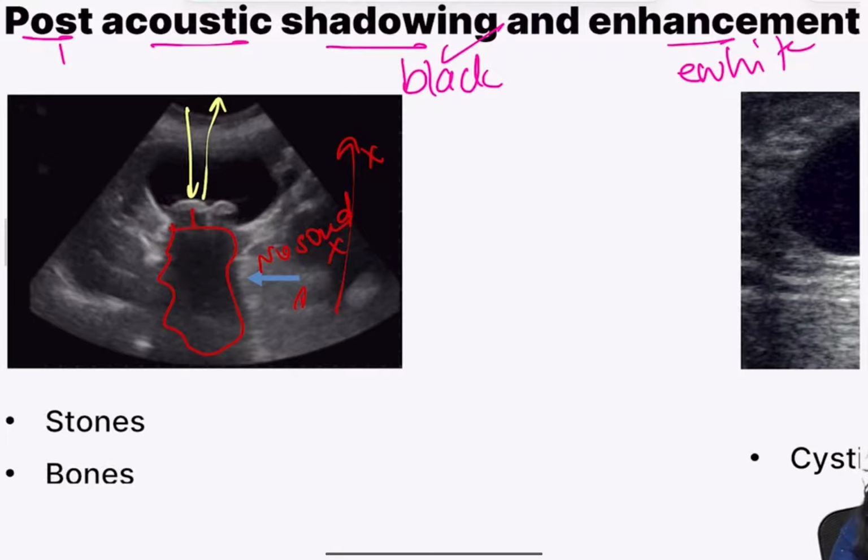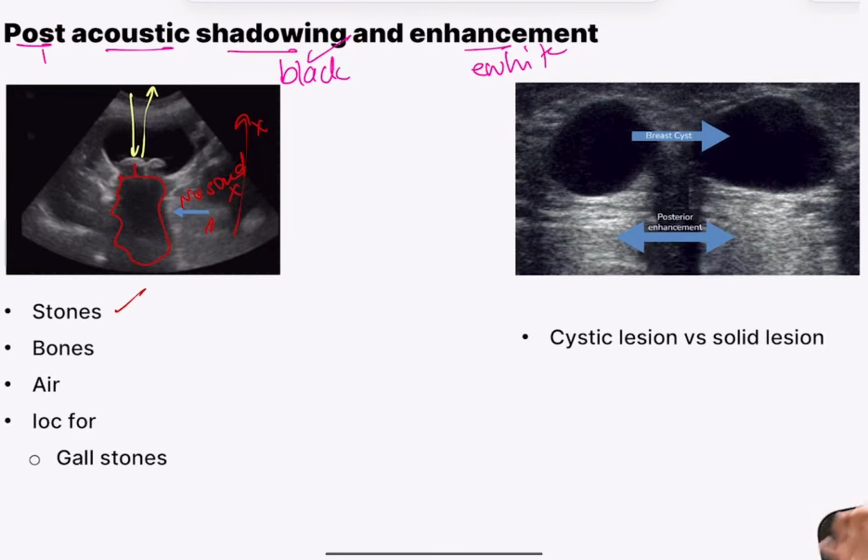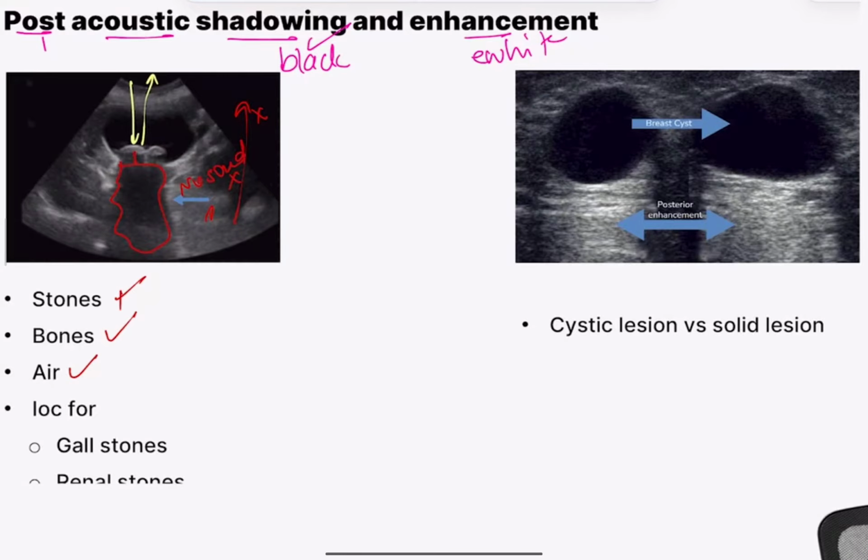Remember, something which is creating more echoes, more echoes means hyperechoic. Hyper means white. Where there is no echo, there is no signal, it will appear black, right? So remember that stones, similarly bones, not allowing the sound transmission, air, a bad conductor of sound, all of this will give posterior acoustic shadowing, right? Something which is not transmitting sound.